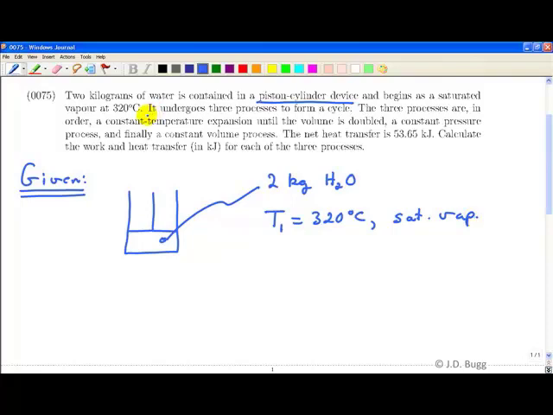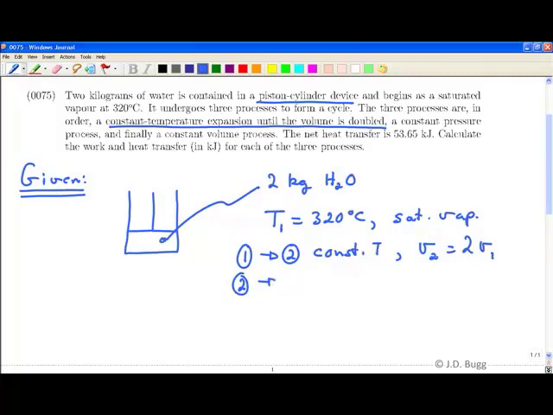Back to the problem statement, it undergoes 3 processes to form a cycle. So let's look at those 3 processes and describe what we can about them. First one, a constant temperature expansion until the volume is doubled. So 1 to 2 is constant T, and also V2 equals 2 V1.